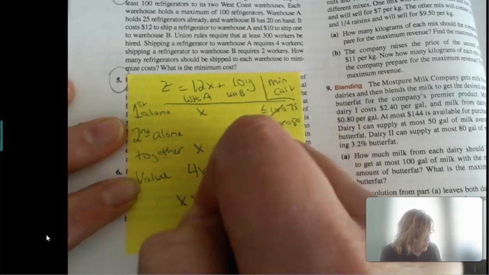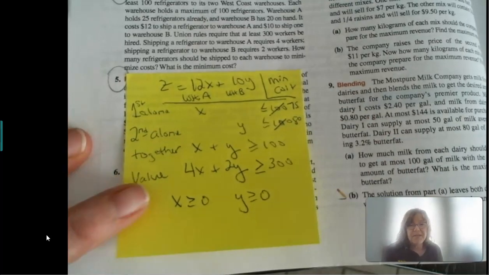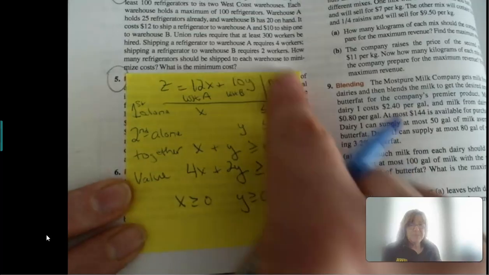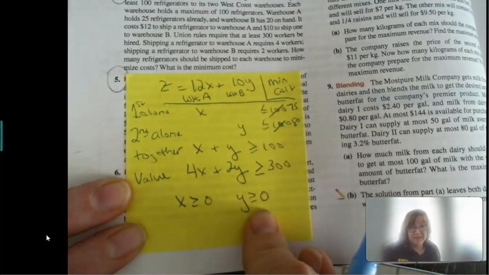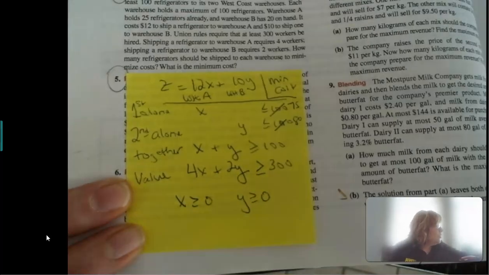Do not forget the ones that shall never be forgotten. X has to be greater than or equal to 0. Y has to be greater than or equal to 0 because you cannot have negative things, negative objects. Okay. After you set up your story problem, the next step is to graph it. I'm going to go ahead and use real graph paper.